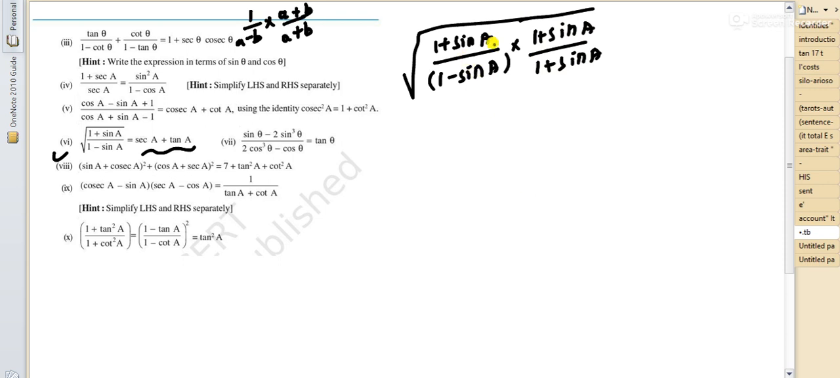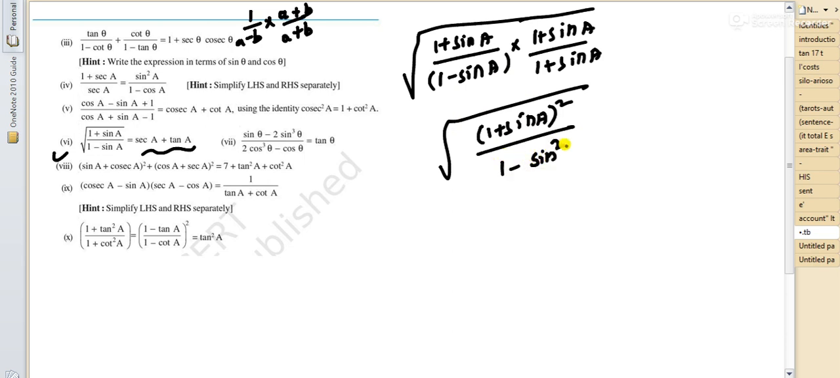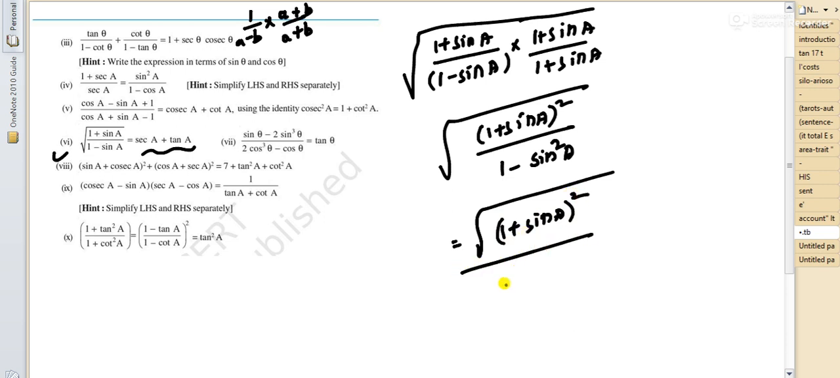So this will become what? Numerator will be 1 plus sine A into 1 plus sine A, which is 1 plus sine A whole square, and this is in the form of A square minus B square, which is 1 square minus sine square, correct? A plus B into A minus B. So what is this? This root will get cancelled if I separately write root of 1 plus sine A whole square divided by root of, what is 1 minus sine square? It is cos square A as per identity.